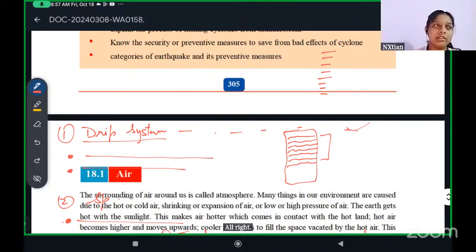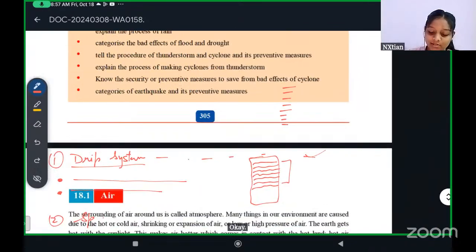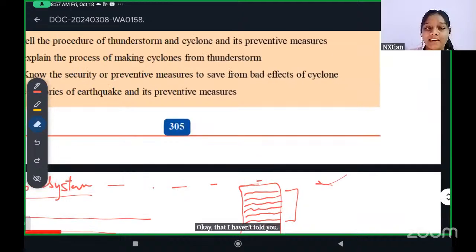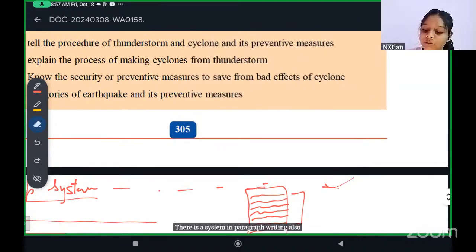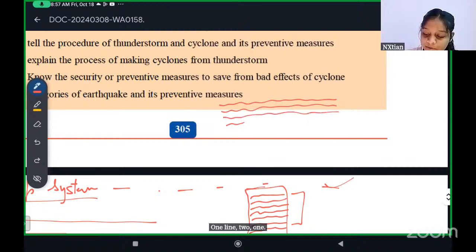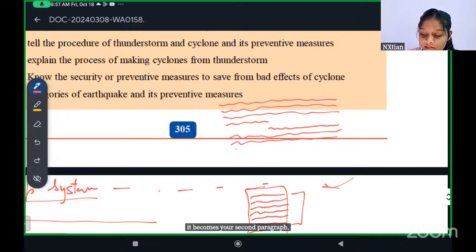You can do it in points. Paragraph, if you're doing. See, paragraph writing is also there. It's one system that I haven't told you. There is a system in paragraph writing also. One para you write. See, from here I have started writing one line, two line, three line, four line, and zero. Then I'll change the paragraph. Fifth line I'll start writing from, so it becomes your second paragraph. Then it finished here suppose, then next line I'll start writing from.